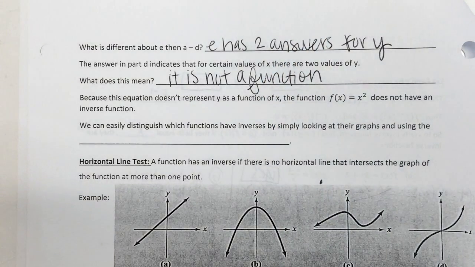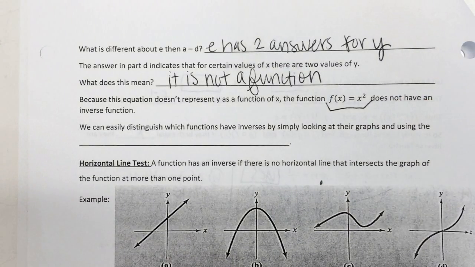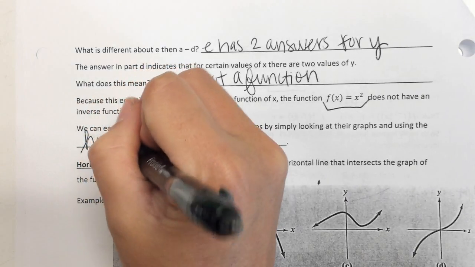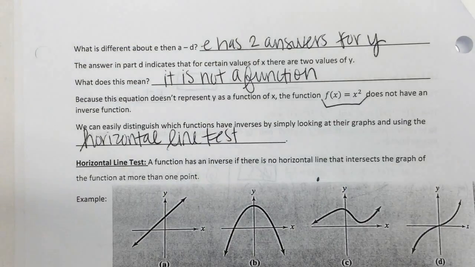Because this equation doesn't represent y as a function of x, the function f of x equals x squared does not have an inverse. Okay, and an easy way to tell that just by looking at graphs is using the horizontal line test. So the vertical line test is when we check if it's a function. This is when we're checking if it has an inverse. So horizontal means side to side, right? So the same way you use vertical line test, you use your pencil to do horizontal line test. And if it touches your pencil in more than 1 place horizontally, it will not have an inverse.